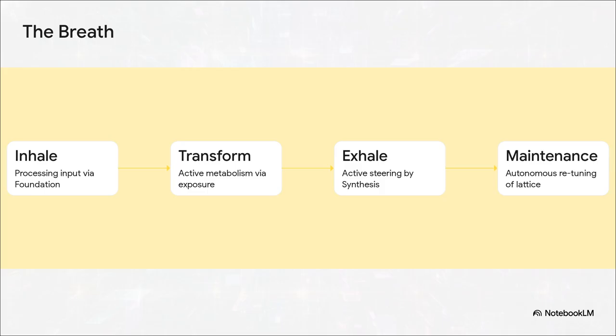I mean, think of it like an AI getting a stomachache from reading Twitter, right? But then it actually metabolizes that conflict into something useful. Third is the exhale, providing active steering by the collective synthesis. And finally, the maintenance, which is the autonomous retuning of that massive 1029 vector lattice we just talked about.